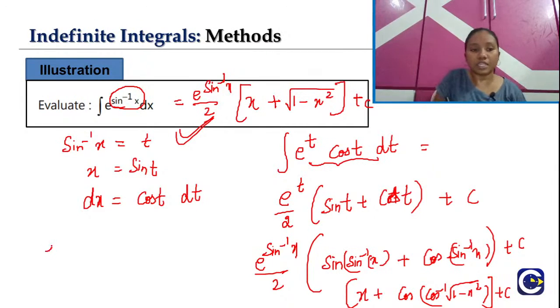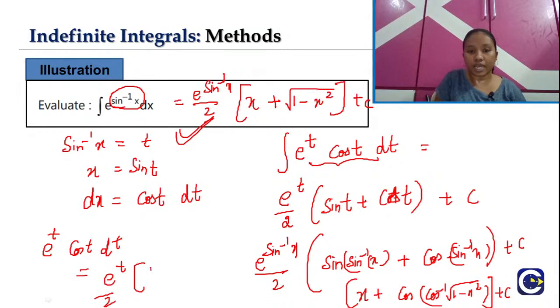So that is e power something. Here I have e power something into cos of something dt, so e power some t and cos of t. Then my formula here will be e power t by 2, and whatever the angle here, that is sin t plus cos t plus c.